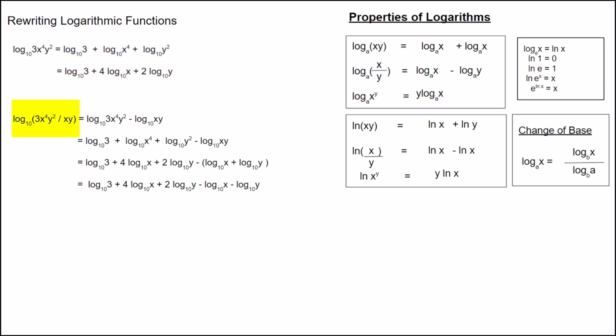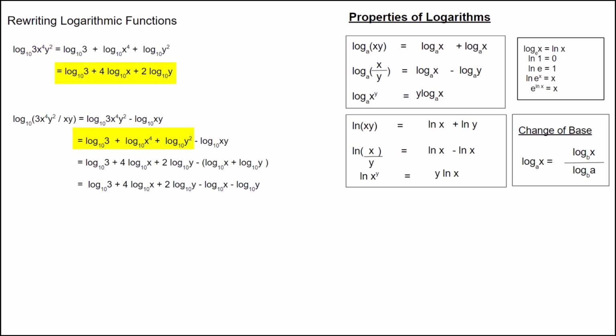For this problem we have log base 10 of 3x to the fourth y squared divided by xy. Using this property of logarithms, we can rewrite this initially as log base 10 of 3x to the fourth y squared minus log base 10 of xy. Now we can take a look at each term here and break that down further. Since the first term here is basically just the problem that we had above, we can easily see what the answer would be. But let's go over it again here.